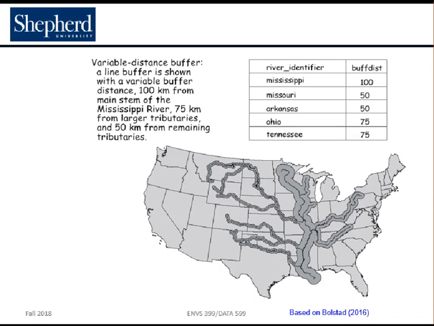This figure illustrates the creation of buffers around a river network. These buffers may be used to analyze or restrict land use near rivers. We may wish to increase the buffer distance for larger rivers. The increase in distance may be motivated by an increased likelihood of flooding downstream.